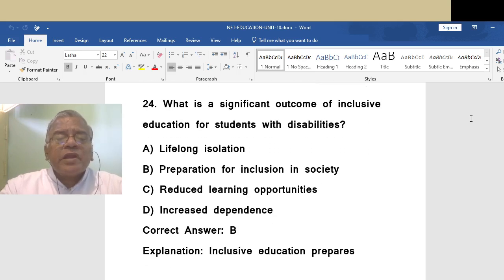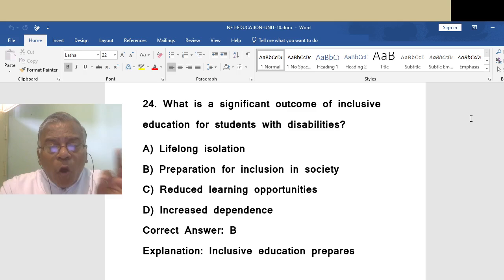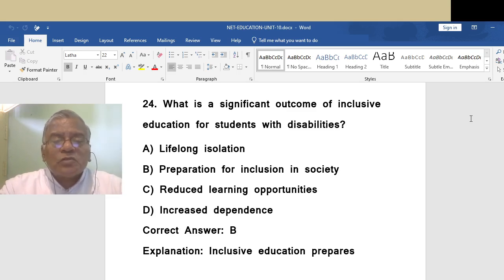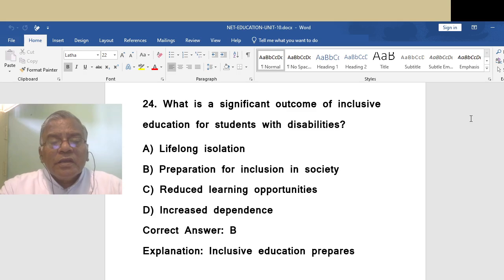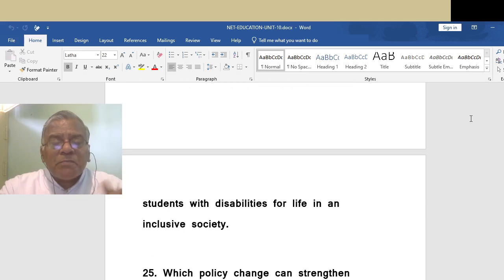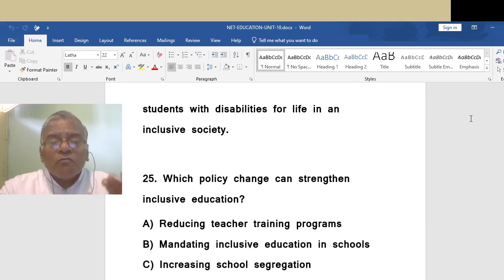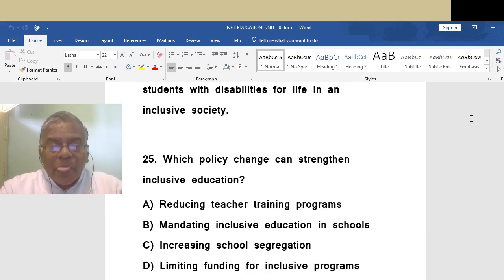What is the significant outcome of inclusive education for students with disabilities? Lifelong isolation, preparation for inclusion in society, reduced learning opportunities, increased dependence. That is preparation for inclusion in society. Inclusive education prepares students with disabilities for life in an inclusive society.